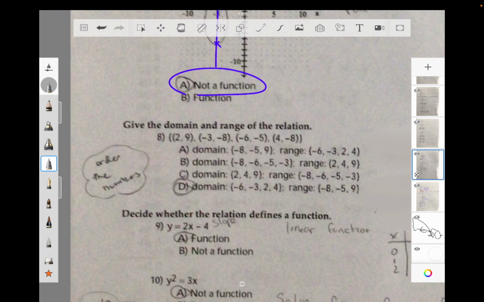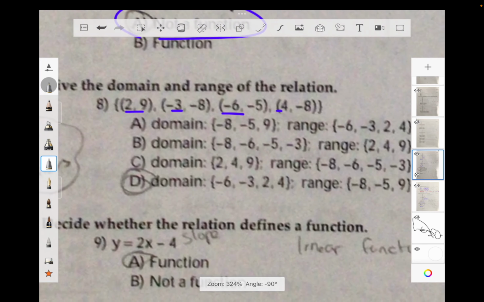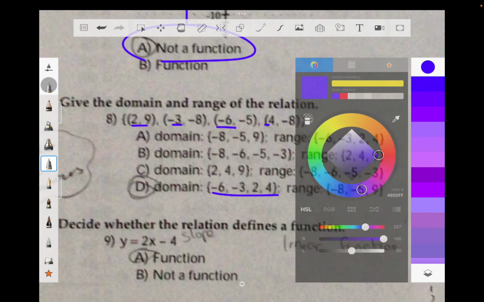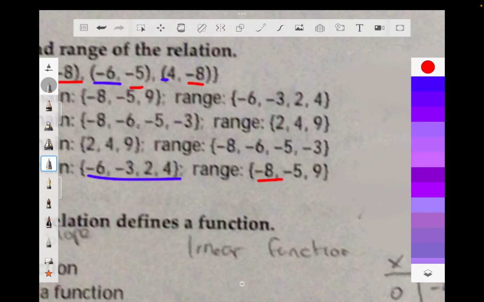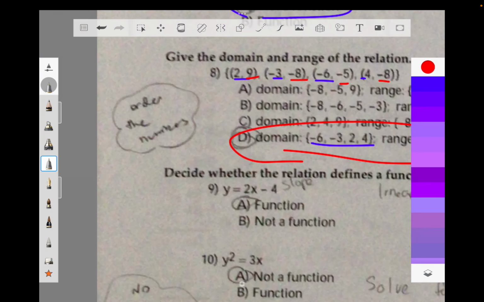Give the domain and range of the relations. This one, you're just setting up the domain, which is the x-axis, and the range, which is the y-axis, from smallest to biggest. So for the domain, it'd be -6, then -3, 2, then 4. It'd be this one, but we could just take it one step further. For the range, it would be -8, -8, -5, and 9, which you wouldn't put -8 twice, so it'd be -8, -5, 9, which is that one. Right here it says order the numbers, which is pretty much what you're doing.